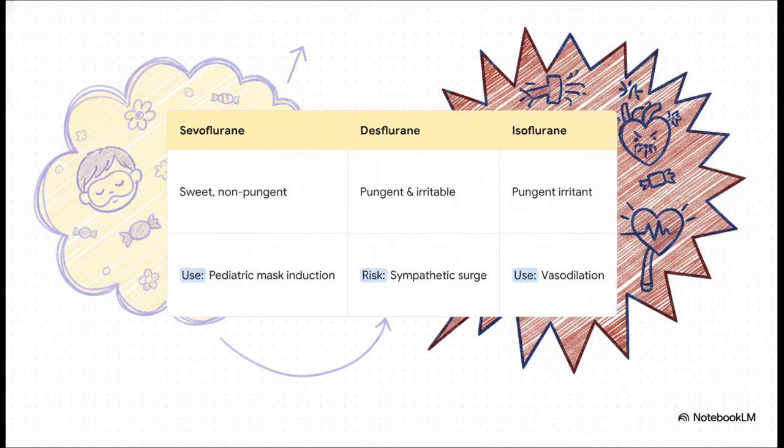But even with those similarities, each of these gases has its own unique personality. Sevoflurane is sweet-smelling and doesn't irritate the airway, which is why it's the go-to for putting kids to sleep with a mask. Desflurane and isoflurane, on the other hand, are really pungent, and they'd make a patient cough and hold their breath. In fact, if you turn up desflurane too quickly, you can trigger this crazy surge in heart rate and blood pressure. It's pretty dangerous.